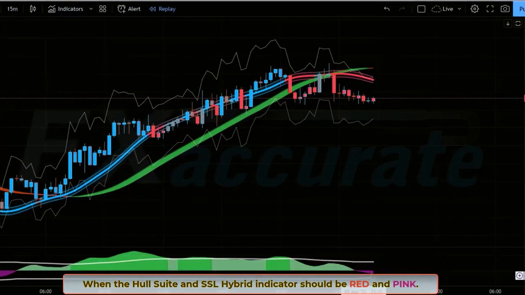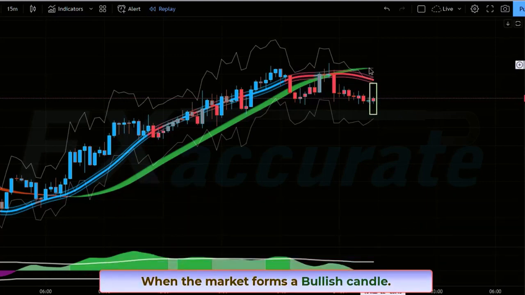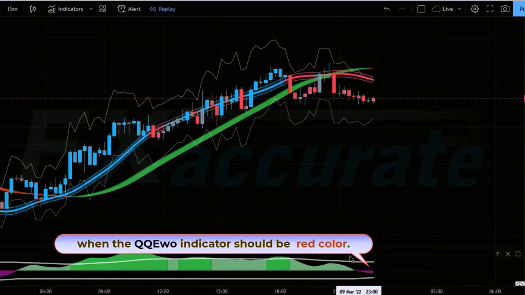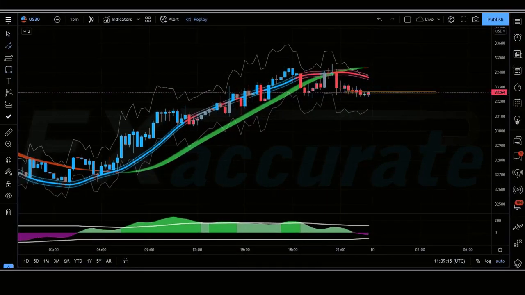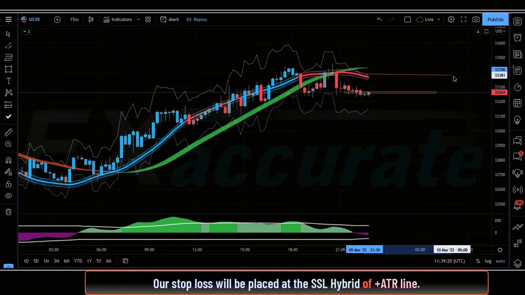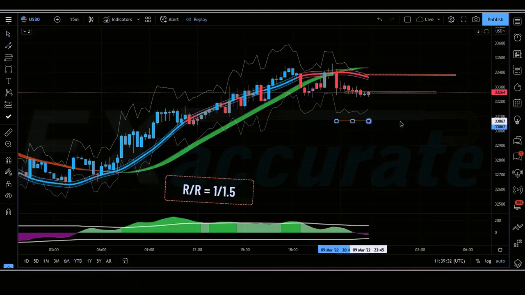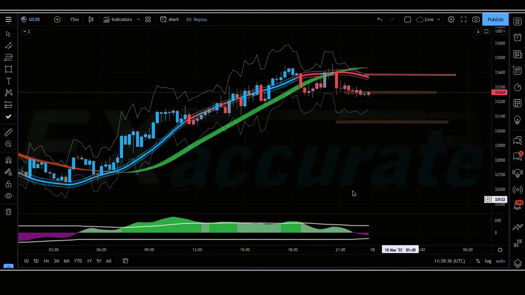For a sell setup, the Hull Suite and SSL hybrid indicators should be red and pink, when the market forms a bullish candle, and the QQE MOD indicator should be red in color. If these conditions are fulfilled, then we will place a sell order. Our stop loss will be placed at the SSL hybrid indicator's plus ATR line. And the risk to reward ratio will be 1:1.5.